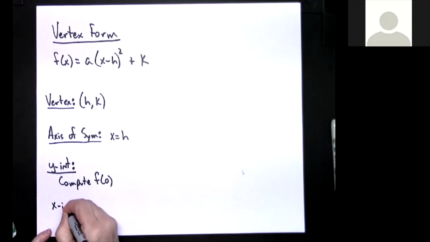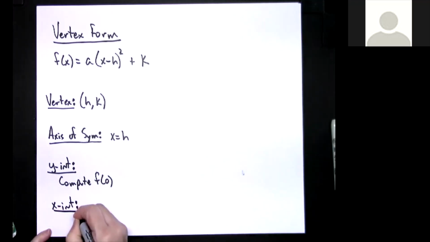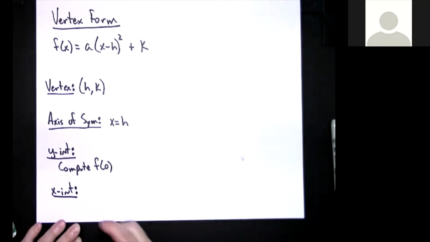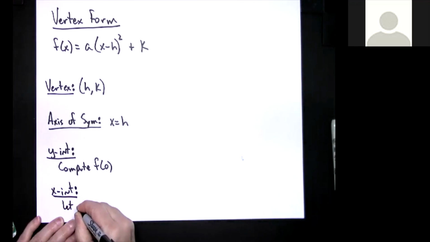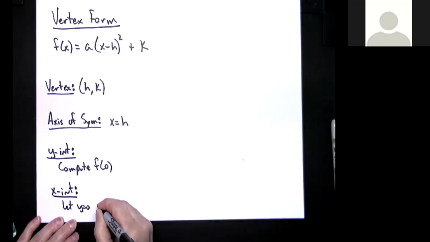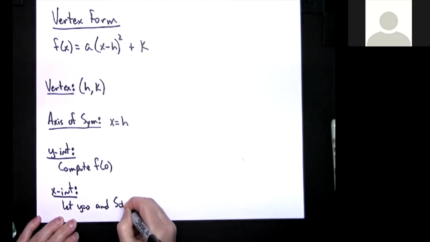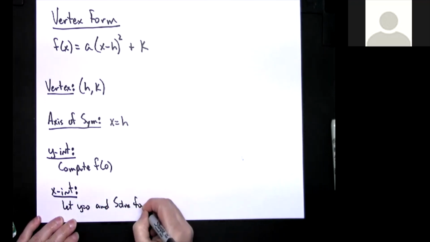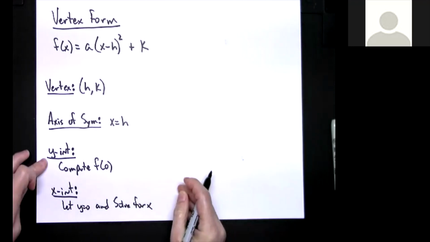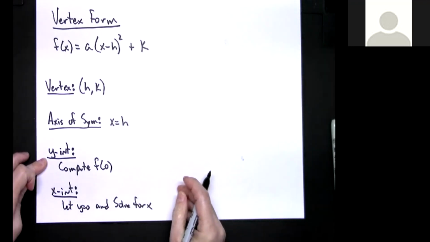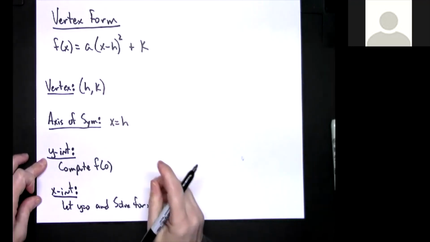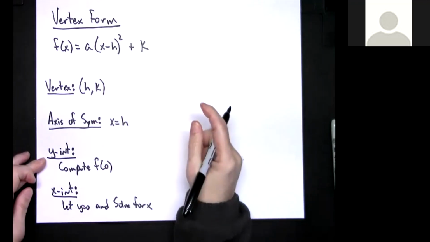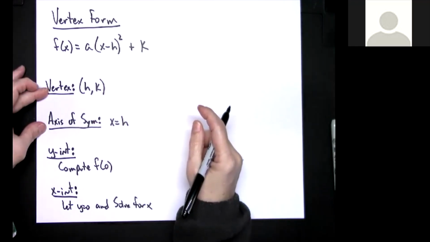X-intercept. We're going to do that just like we did on the last one. We're going to let y equal 0 and solve for x. So no shortcut there. No shortcut here, and a little bit longer here because you have to plug 0 in. But it's not standard form, so it's not nasty. These two things should be a lot quicker.